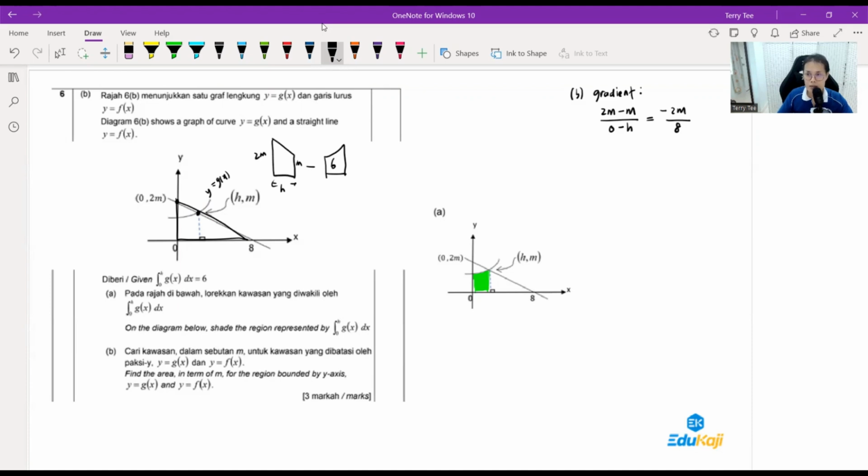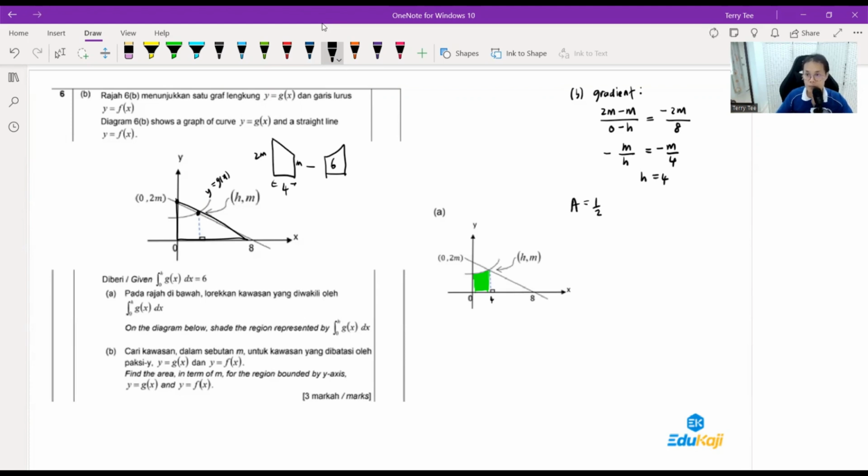Now we can cancel this off. This is now negative m over h. This is negative 2 over 8. We can cancel, m over 4. Cancel negative m. My h is 4. All right, so I got the value of h. h is 4. So I know that if h is 4, your area of your shaded region will be half.